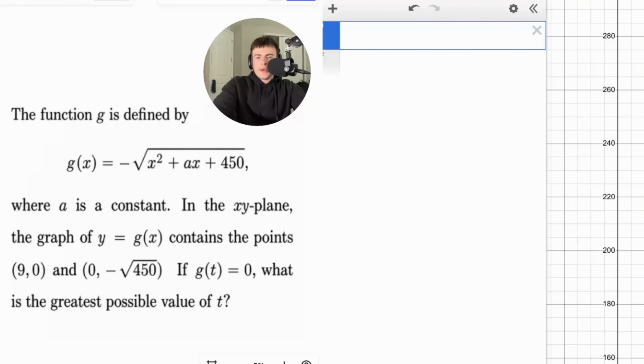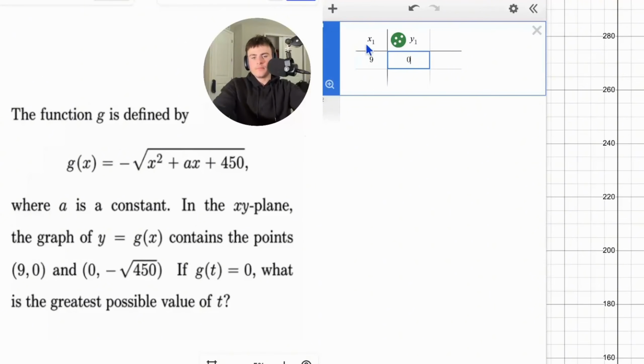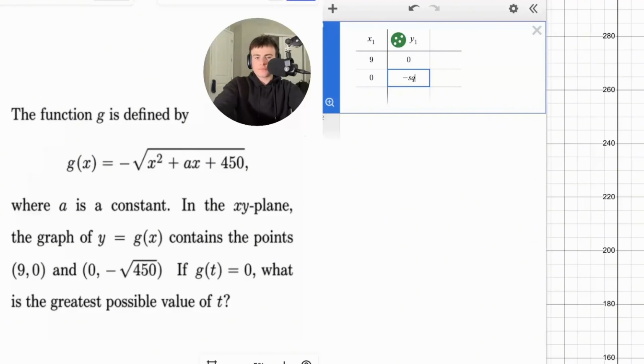All right. It says the function g is defined by this equation, where a is a constant, and it passes through this point and this point. It contains the points. If g of t is 0, what is the greatest possible value of t? Okay. So we have 2 points here. Let's start by plugging them in immediately. So we have 0, negative 450, root 450. Perfect. And the format of the equation is this right here.